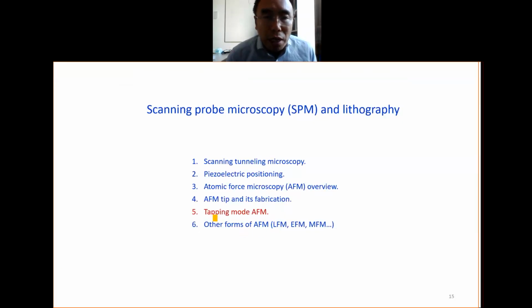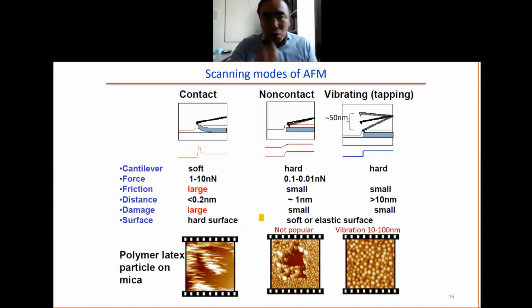So now let's look at the tapping mode AFM. Usually there are two types of mode. One is the contact mode. This one is the most straightforward. You drag the tip along the surface. The problem is you have very large friction and also very large damage, because it drags on the surface.